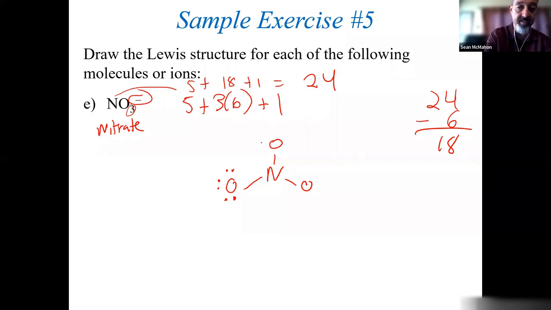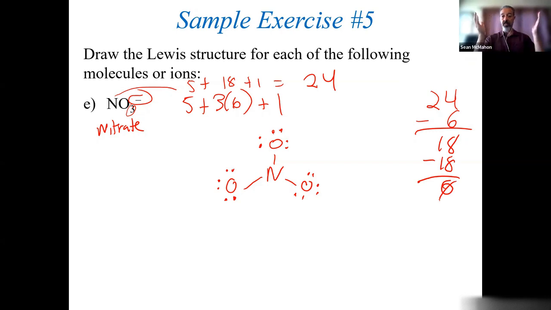So that's 6 of the 18 remaining, 8, 10, 12, 14, 16, 18. I've used all. There's a problem. The problem is, well, the nitrogen doesn't have an octet. So what do I do? That goes back to what I said, that last rule. If the central atom doesn't have an octet, one of these lone pairs is actually not a lone pair. I drew it incorrectly. It's a multiple bond.